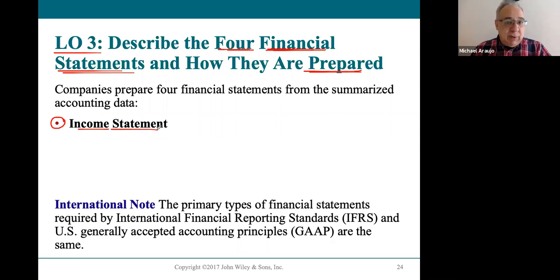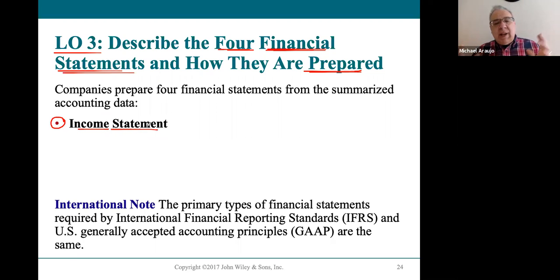Expenses are the costs of doing business in order to sell what you're selling. And so that difference, of course, tells you whether you have a profit or not. The income statement is the financial statement that tells us that answer. Is the company profitable? Okay.